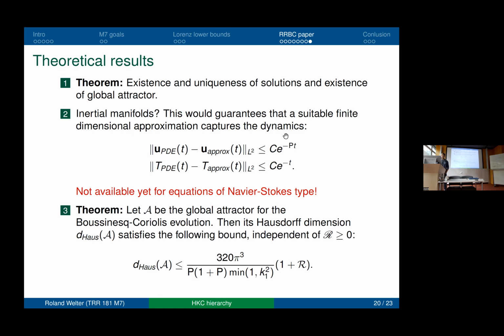But the theorem that I was able to prove parallels existing theorems. What this says is that the Hausdorff dimension, which I'll roughly say is the approximate number of Fourier modes you need, satisfies this bound, which is a large constant times a Rayleigh number to a linear power. This is actually a quite large bound, so I believe it's not sharp, but it's still interesting.